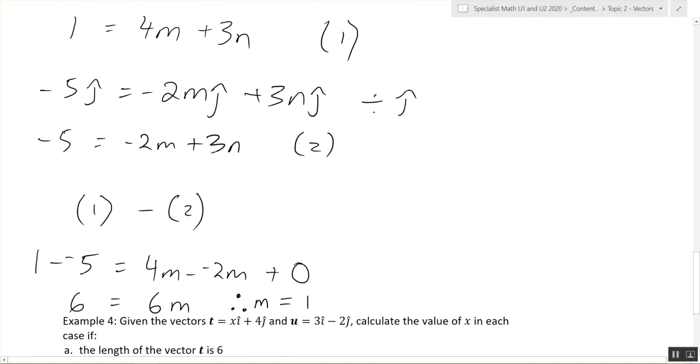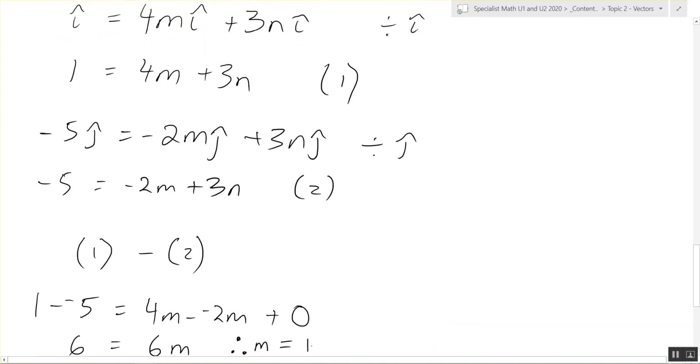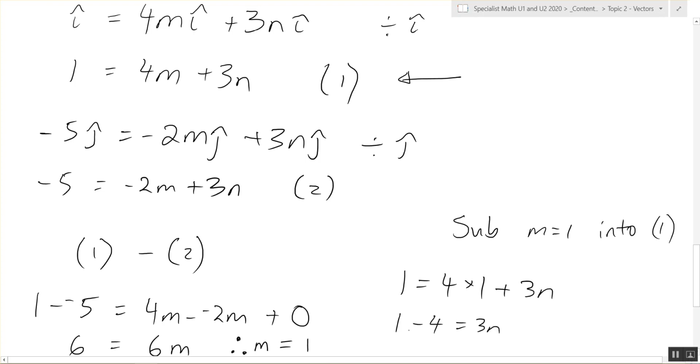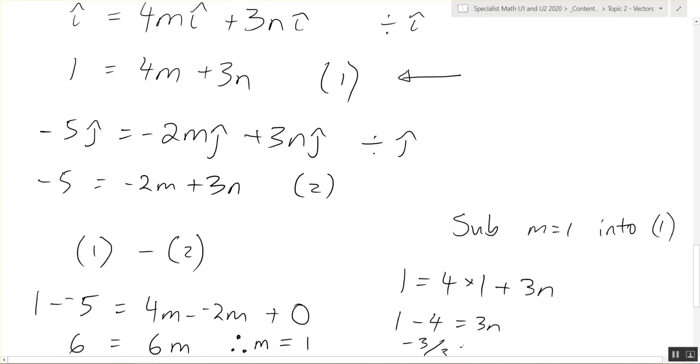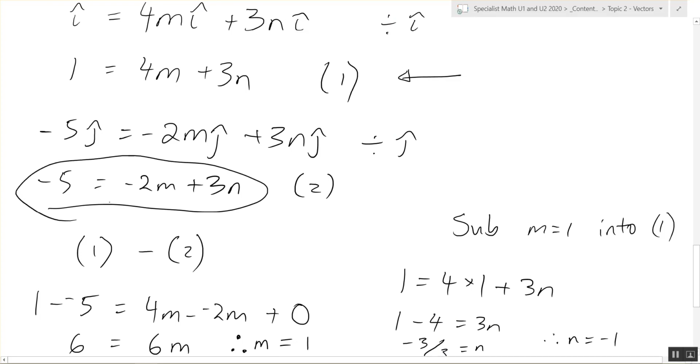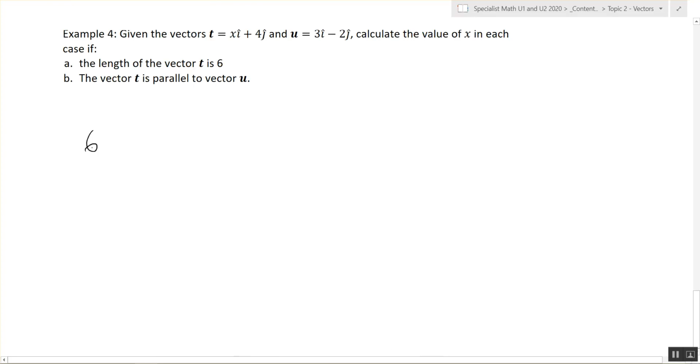Now we need to find the n. So you can substitute this m that you found here into either 1 or 2. I'm going to sub in m equals 1 into the first equation. 1 plus 3n equals negative 2, so negative 3 divided by 3 equals n. Therefore, n equals negative 1. And that's it. If you would like to check if you got it right, you could sub them both into equation 2, see if it works. But it's not necessary.